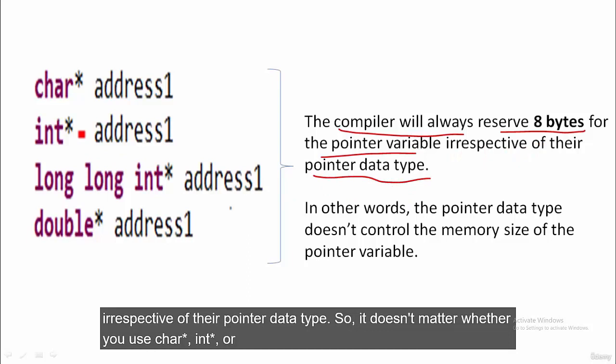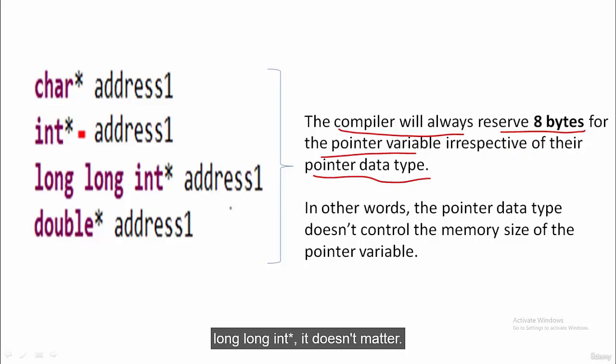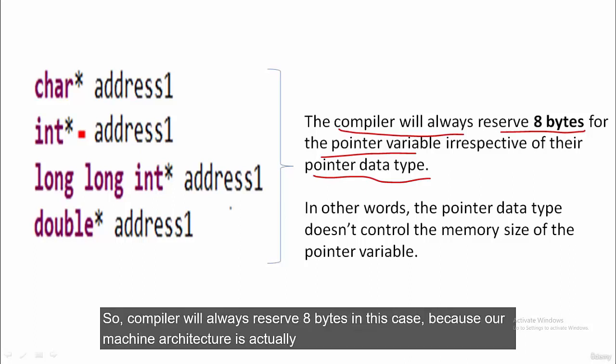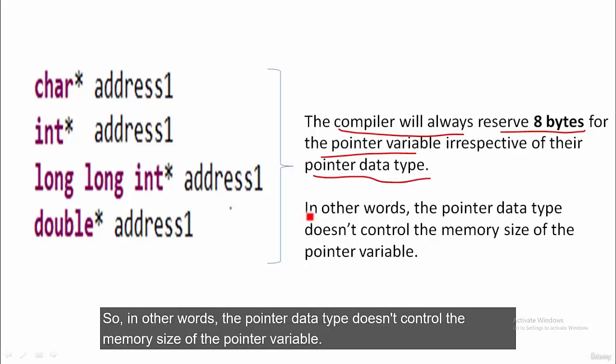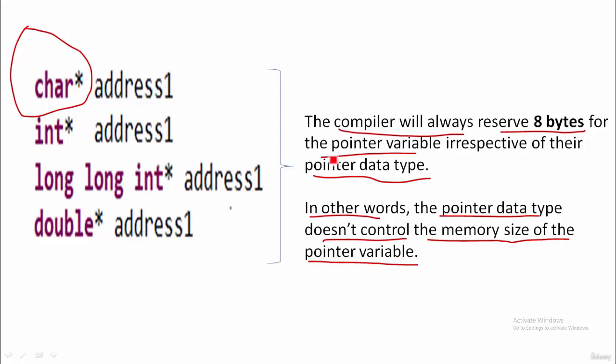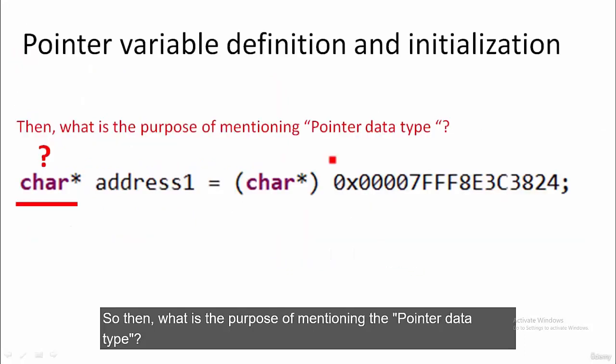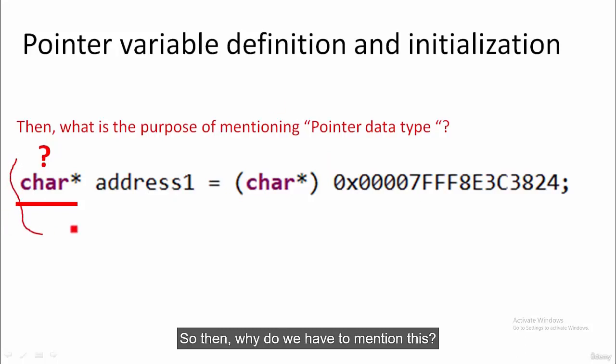So it doesn't matter whether you use char star, int star, or long int star. The compiler will always reserve 8 bytes in this case because our machine architecture is actually 64-bit. In other words, the pointer data type does not control the memory size of the pointer variable. So then what is the purpose of mentioning the pointer data type? Why do we have to mention this?